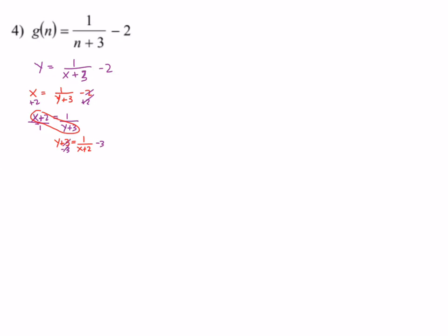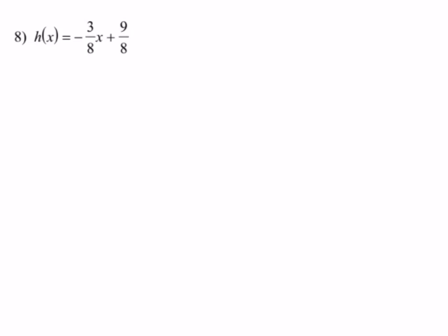and my inverse equation would be g inverse, and remember, the independent variable is n, equals 1 over n plus 2, minus 3. So that is our inverse function. Let's see if we can do another one here involving another fraction, or a rational, if you will.